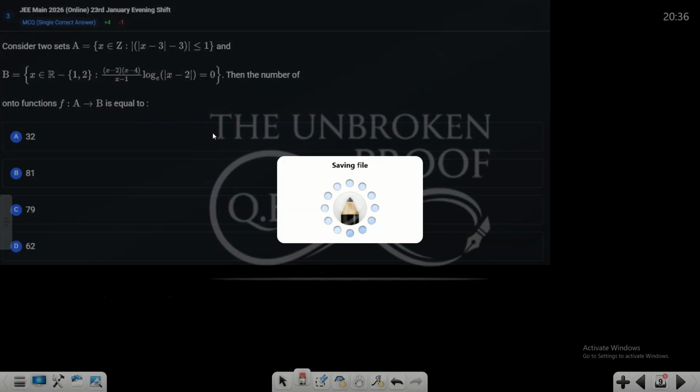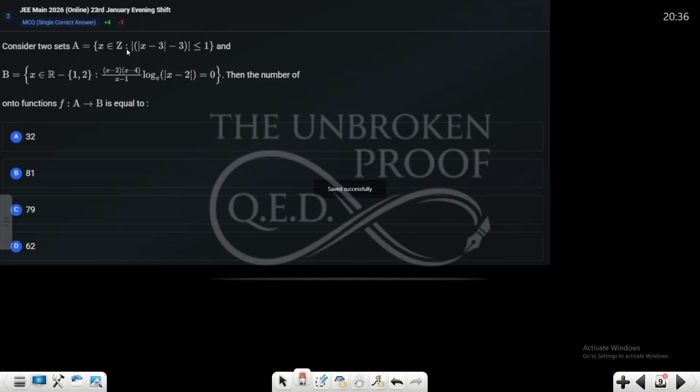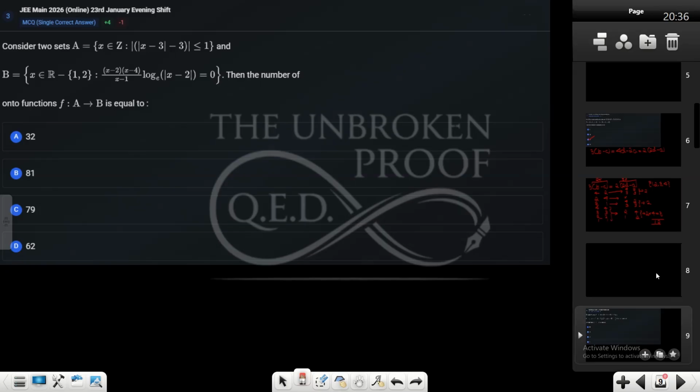Now let us move on to this third question. The third question says: consider two sets A = {x belongs to Z such that |x minus 3| is less than or equal to 1} and B = {x belongs to R minus {1, 2} such that (x minus 2)(x minus 4) divided by (x minus 1) into log of |ln x minus 2| is equal to 0}, and they are asking for the number of onto functions from A to B. Let us see how we can solve this.